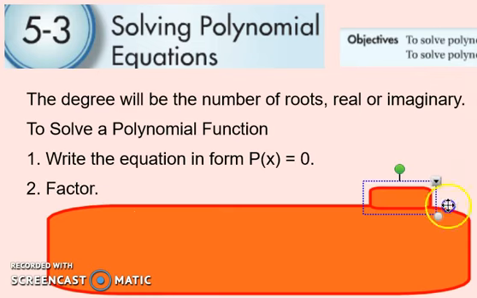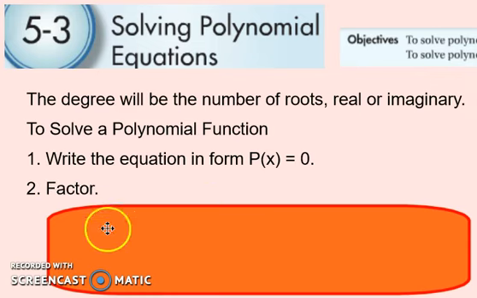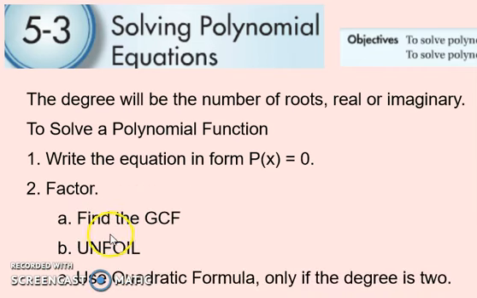And then the second thing we're going to do is factor. Here are our steps for factoring. First, we're going to find the greatest common factor if it exists, and then we're going to factor it. We're going to try unfoiling. And if we factor it and we can't find the solution, we're going to use the quadratic formula, only if our degree is 2.